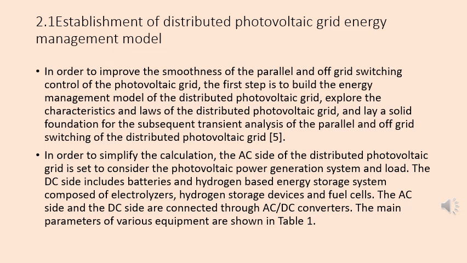In order to simplify the calculation, the AC side of the distributed photovoltaic grid is set to consider the photovoltaic power generation system and load. The DC side includes batteries and a hydrogen-based energy storage system composed of electrolyzers, hydrogen storage devices, and fuel cells. The AC side and the DC side are connected through AC or DC converters. The main parameters of various equipment are shown in Table 1.